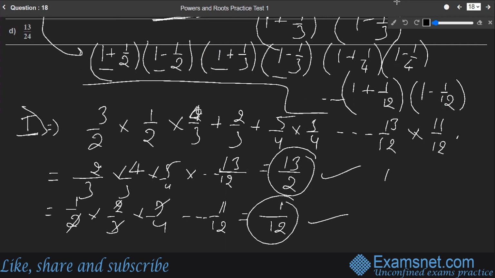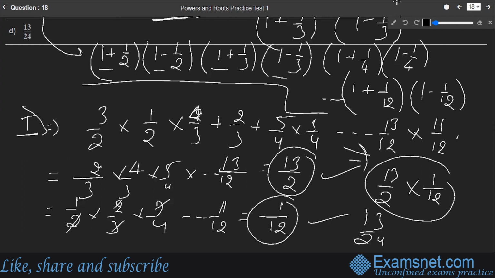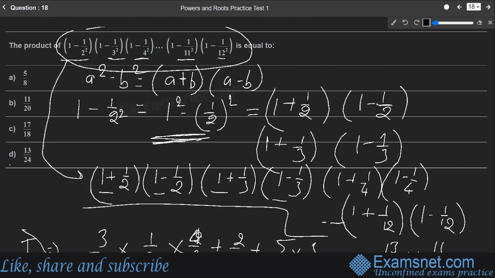If you multiply these two terms together, the ultimate answer will come as 13 by 2 divided by 1 by 12. If you multiply these two terms together, the ultimate answer is coming out to be 13 by 24. So that is the final answer of this series, 13 by 24. And this particular answer is available in option number D and becomes the right answer for us.